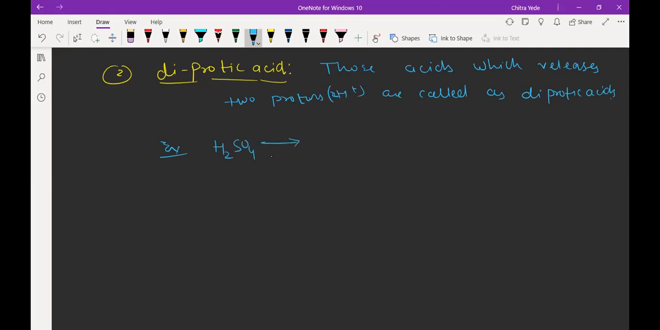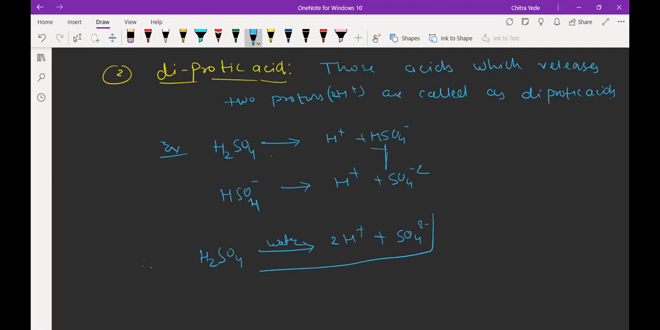When it dissolves, it will first form one H positive ion plus HSO4 minus ion. Then that HSO4 minus again divides further to form another H positive ion, and then releases SO4 2 minus ion. Therefore, ultimately H2SO4 when dissolved in water will produce 2H positive ion plus SO4 2 minus ion. So see here, 2 hydrogen positive ions means 2 protons are being released. That's why H2SO4 is called a diprotic acid. Any doubt here? No, sir.